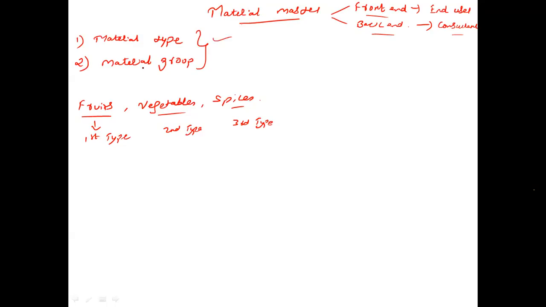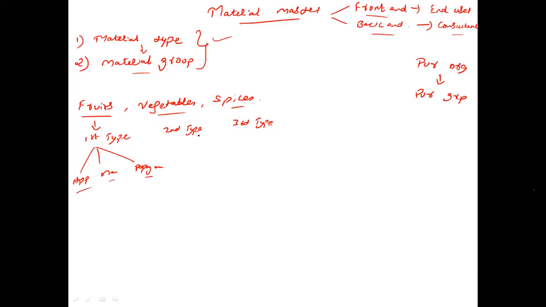Now let's speak about what is material group. Material group will come under material type. It is a subdivision of material type. How? You have purchase organization, and under purchase organization, you have purchasing group. In the same way, under material type, you have material group. Let me tell you how. This is fruits, one type of material type. Under fruits, you have different types of fruits. You have apple, you have orange, you have papaya. So these are your material groups.